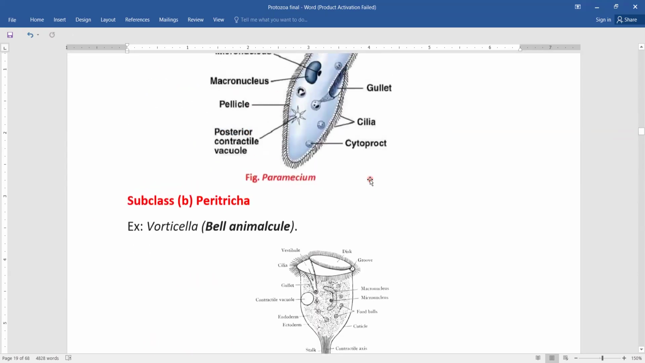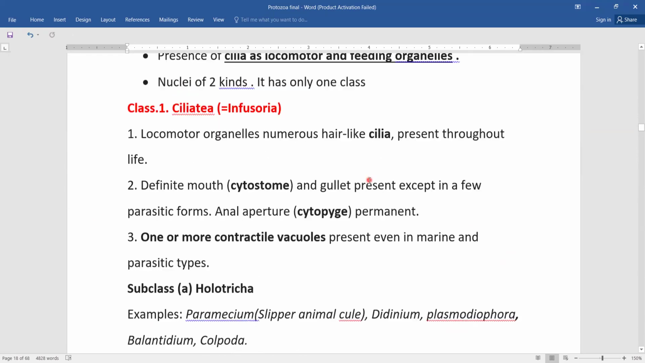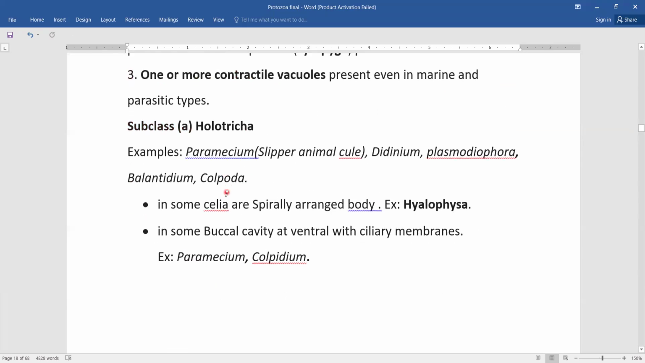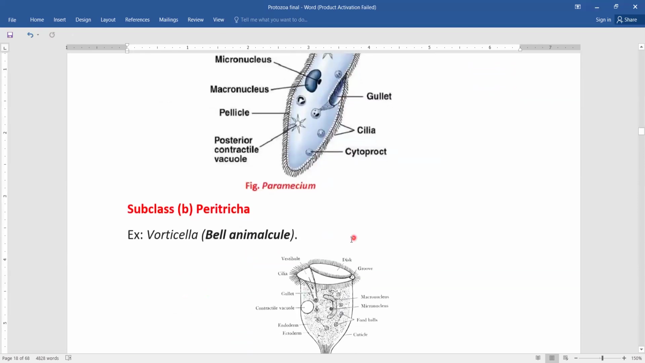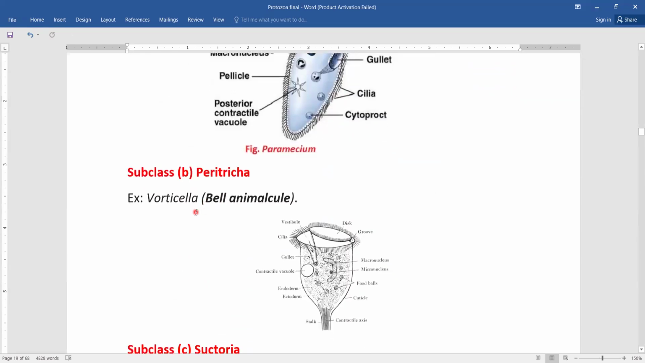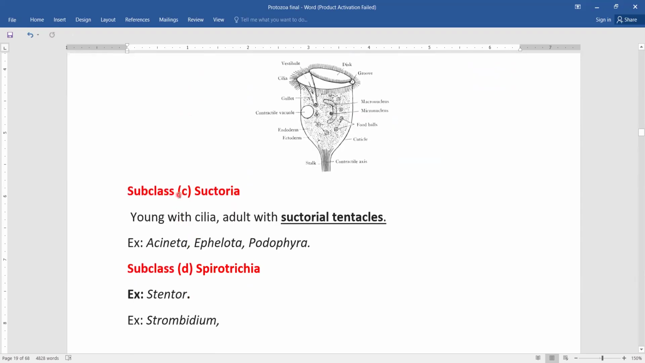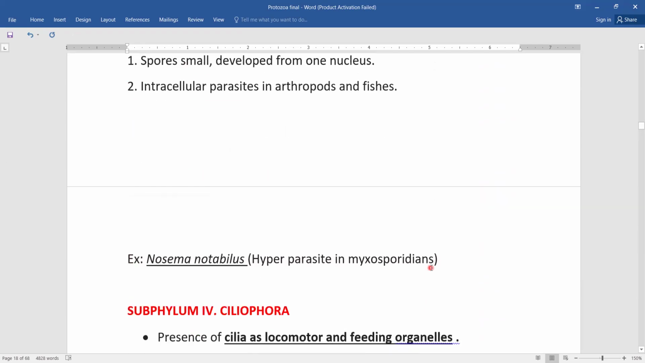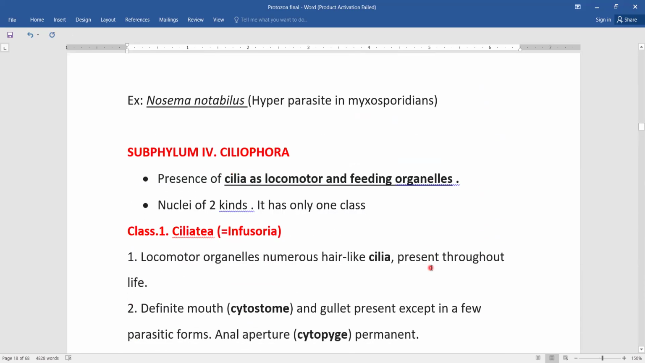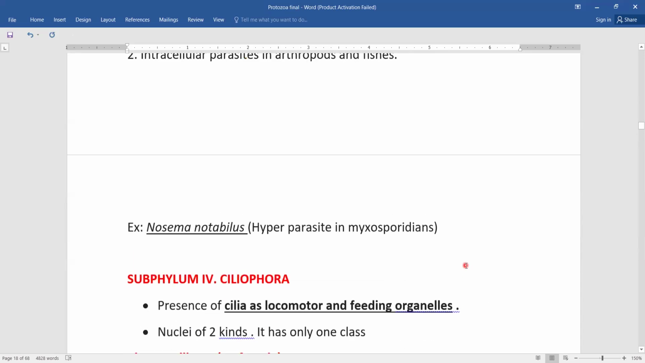So now Ciliophora has one class called Ciliatia. It is divided into four subclasses. Holotricha, example Paramecium, Balantidium coli, Didinium. Another subclass Peritricha, example Vorticella. Another subclass Suctoria, example Acineta, Ephelota. And Spirotricha, example Stentor, Strombidium. There is no need to remember subclasses, just remember the class name.